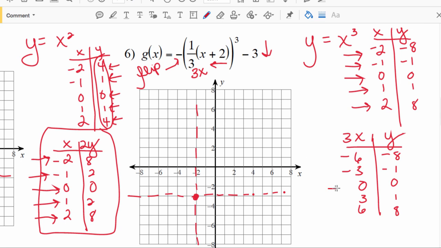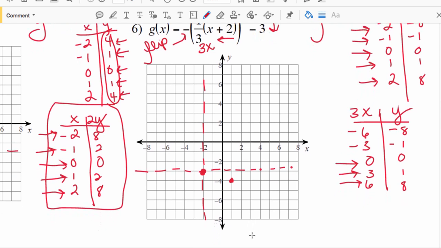So let's do this. 0, 0 already graphed. Instead of going over 1, I'm going to go over triple that, and I'm going to go over 3. So over 3, and then instead of up 1, we're upside down. We're going to go down 1. And then instead of going over 2, I'm going to go over triple that. So I'm going to go over 6. 1, 2, 3, 4, 5, 6. And then my graph's upside down. So instead of going up 8, I'm going to go down 8. 1, 2, 3, 4, 5.